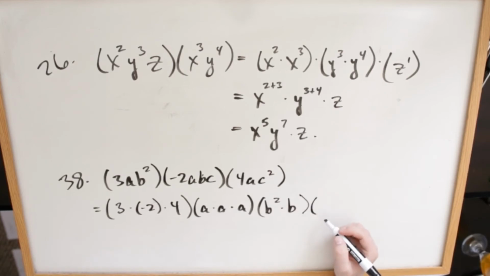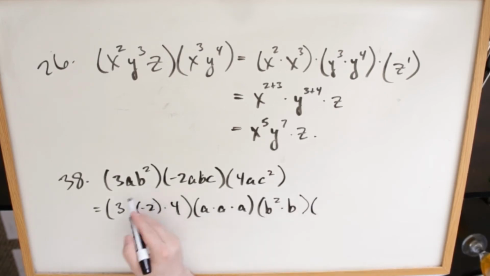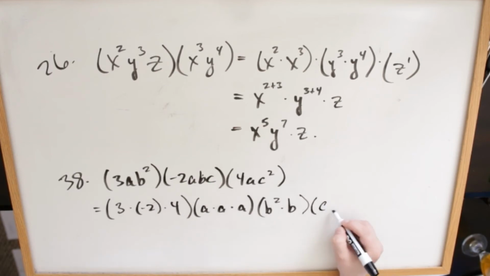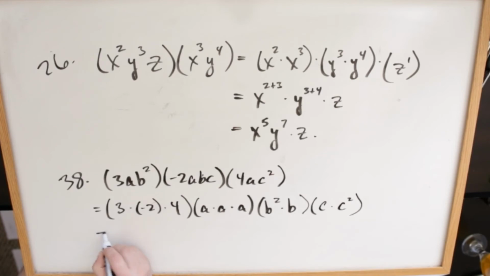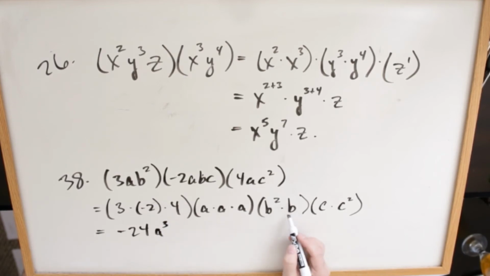And then this is going to be no C there. There's a C there, so we'll start with the second one. And then this is going to be C squared. Okay. So now we multiply all this out. 3 times a minus 2 times 4. Any guesses? You'd be right if you guessed minus 24. 3 of those, there's a to the third. B squared times B is B to the third. C times C squared is going to be C to the third. Look at that. Everything is raised to the third power.